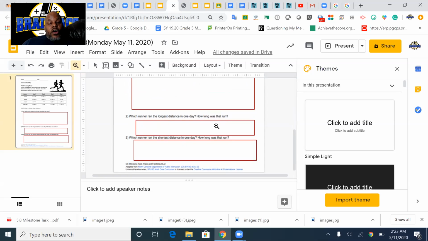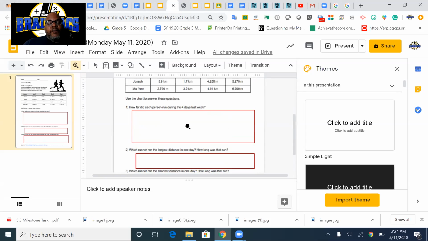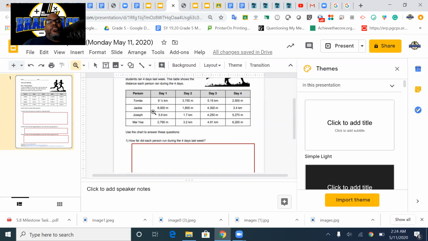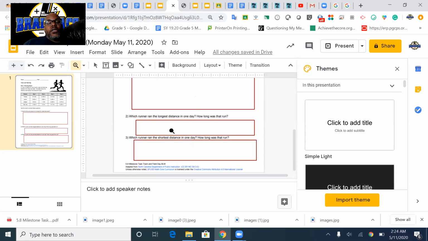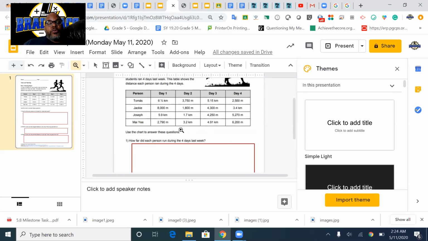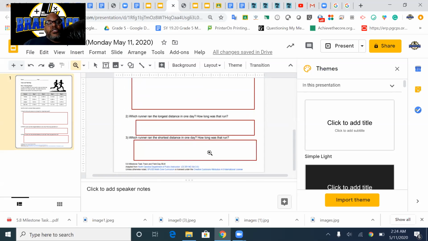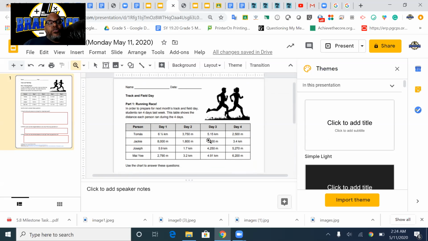Which runner ran the longest? How long was that run? Which runner ran the shortest in one day? How long was that run? So how far did each person run the 4 days? So you're going to have to add them up. And then the next one, who ran the longest in one day? You're going to have to figure out which one's the longest. Who ran the shortest in one day? And how long was that run? 3 questions, but a lot of little work inside of each one.